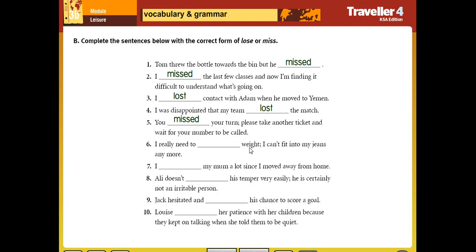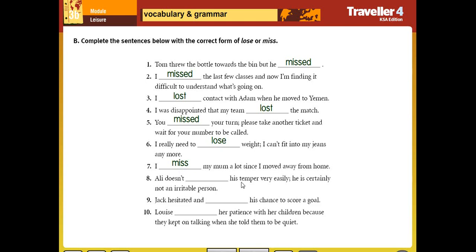With weight, do I say lose weight? Yes, lose. I really need to lose weight. I can't fit into my jeans anymore. My mom a lot since I moved away from home. With people, you miss people. I miss my mom. I miss my friend. I miss my cousin. Miss means to long for someone.